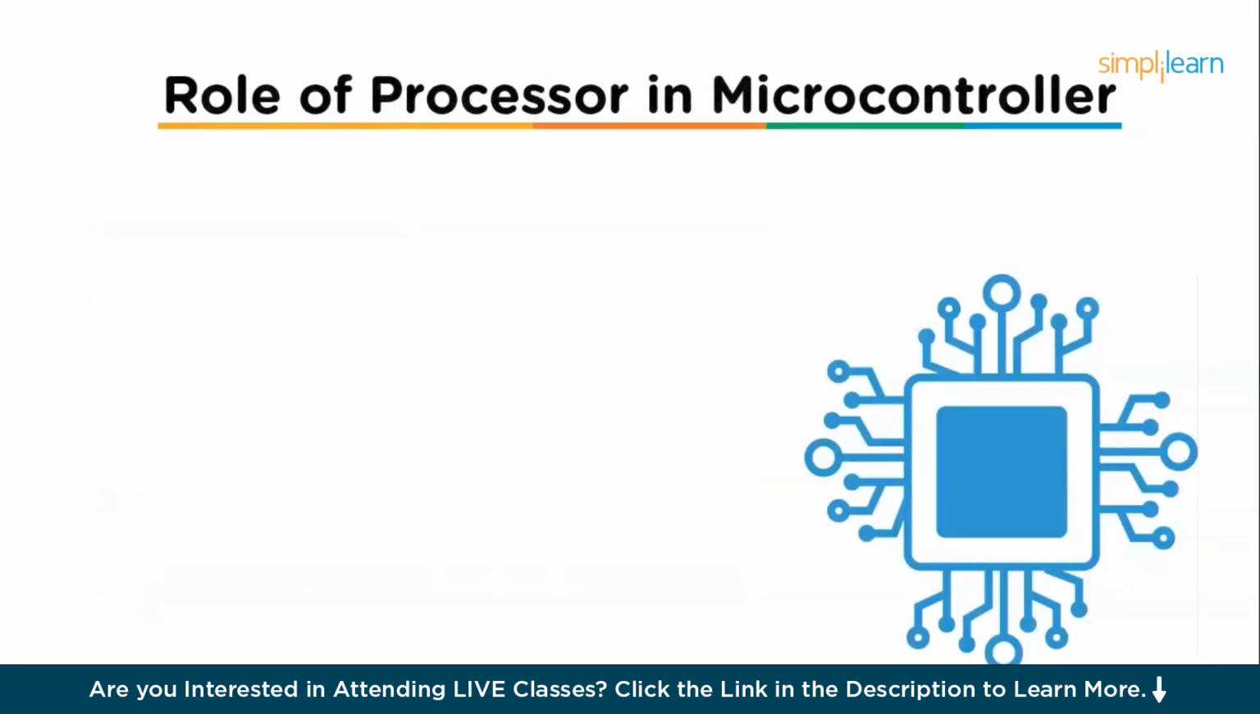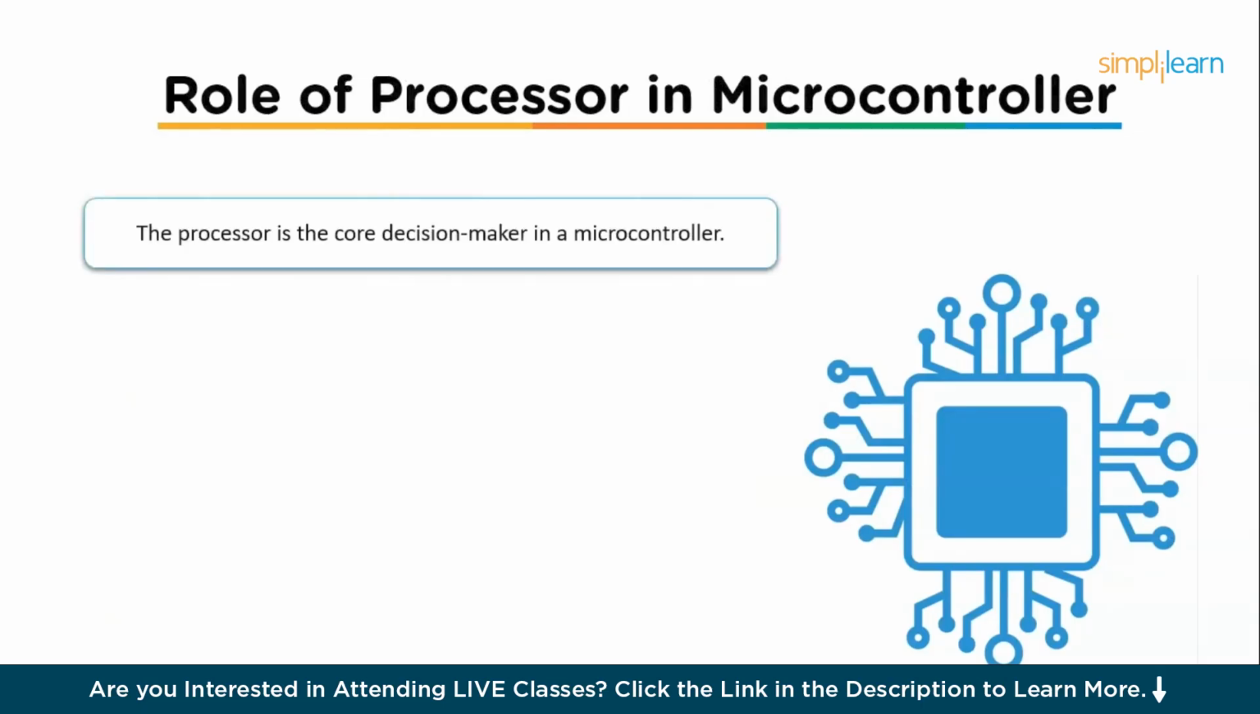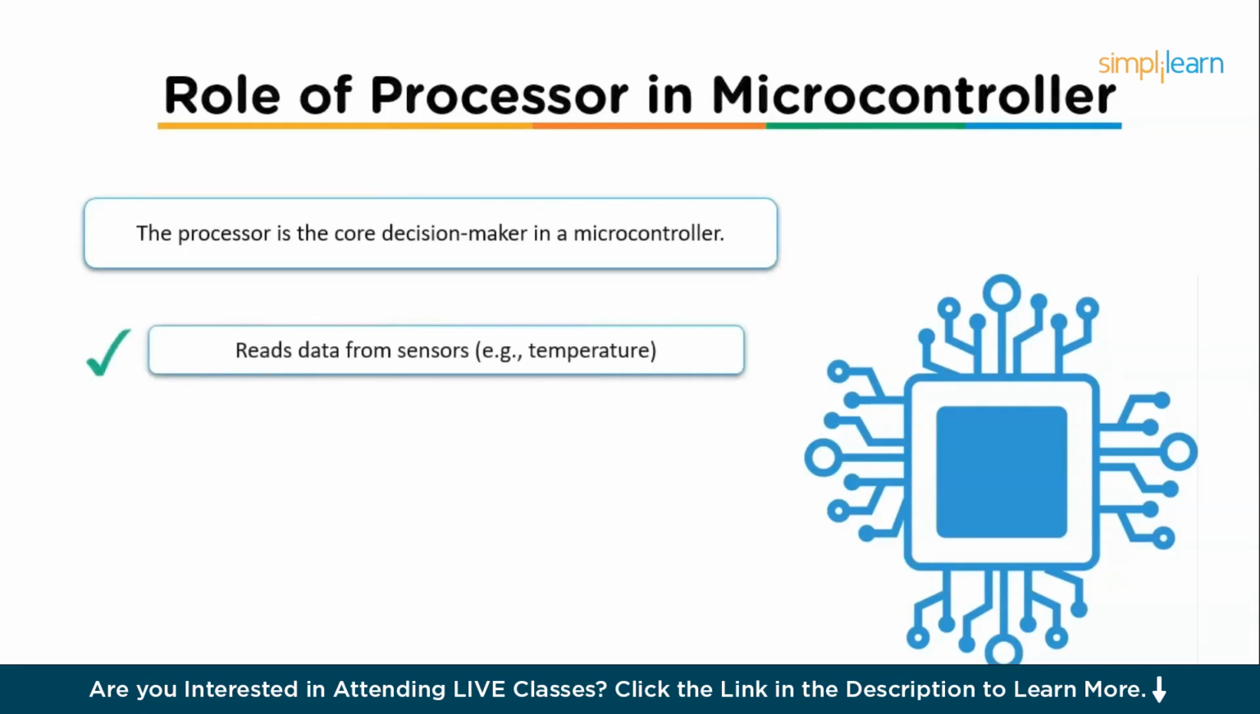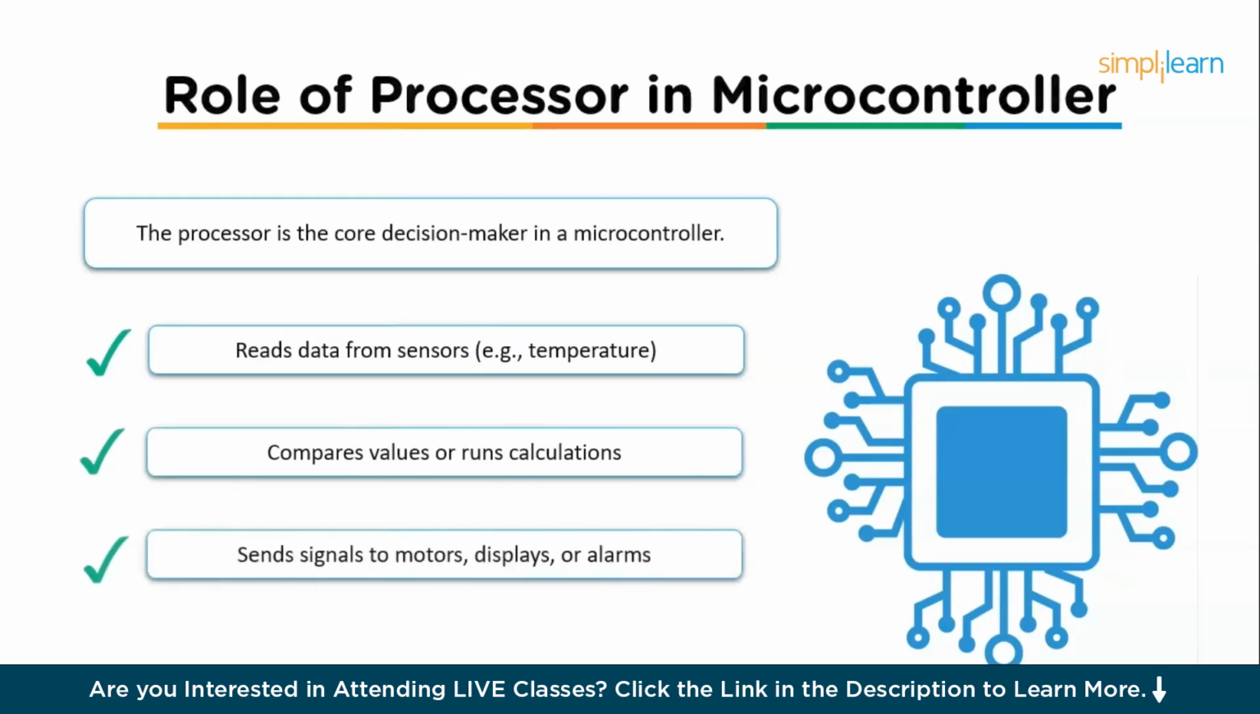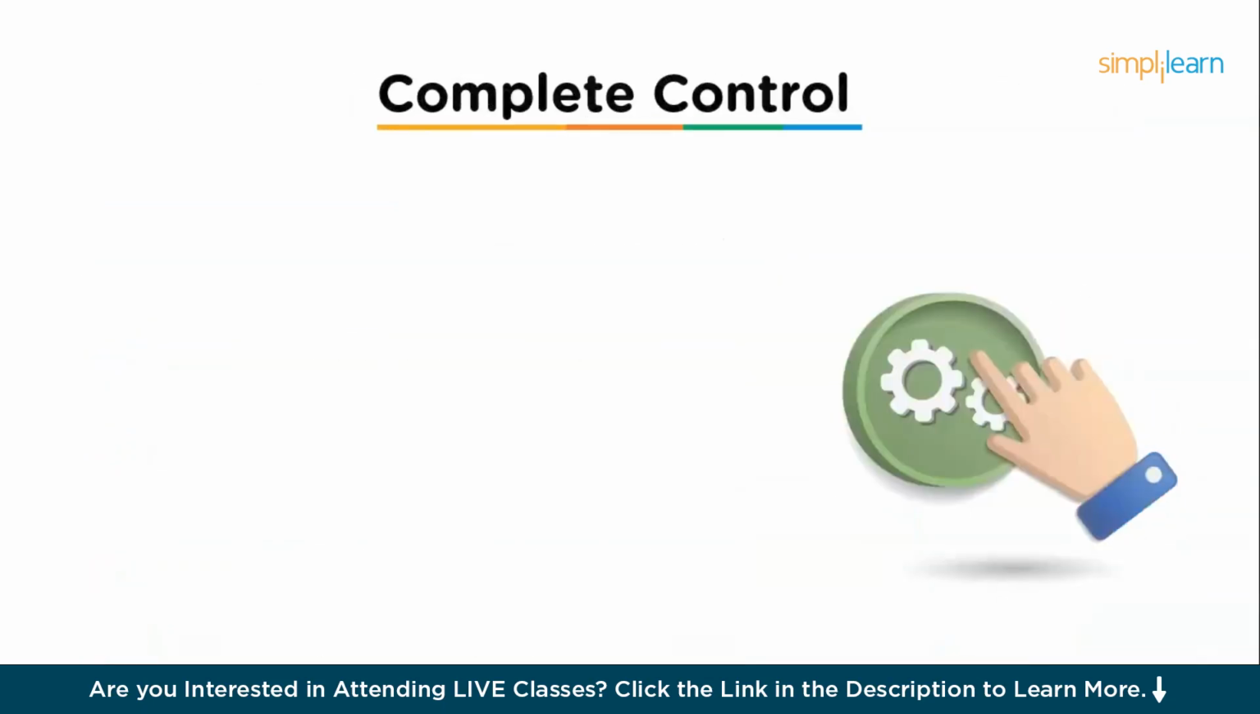Then we have the role of the processor in a microcontroller. The processor is the core decision maker in a microcontroller. It reads data from the sensors, for example temperature. Then it compares the values or runs calculations. Then it sends signals to motors, displays or alarms. And then it stores important data or settings in memory. Think of it like the brain of the system, deciding what to do, when to do it, and how to react to the environment.